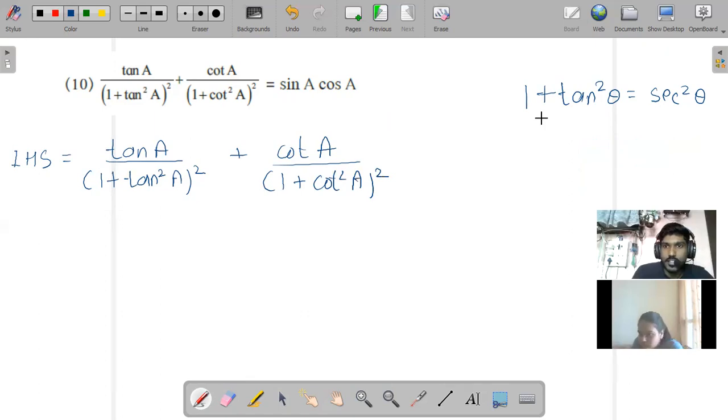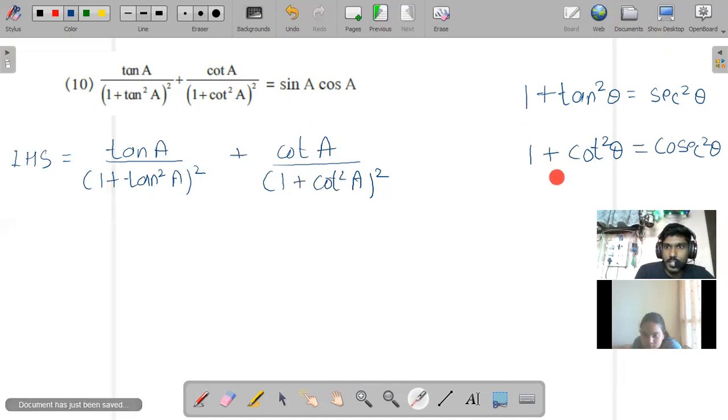Okay, so second identity is 1 plus tan square theta is equal to sec square theta. And third identity is 1 plus cot square theta is equal to cosec square theta. Okay, these are the two identities. Now what we'll do is, here if you see, this is the second identity, 1 plus tan square theta. And here in the denominator, 1 plus cot square theta is the third identity. So we'll just substitute the two values here and here. Is it clear what I'm going to do now?